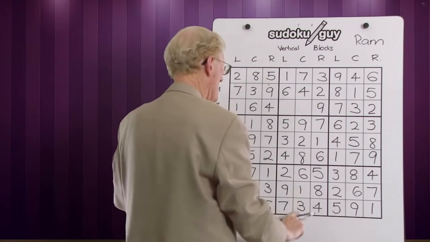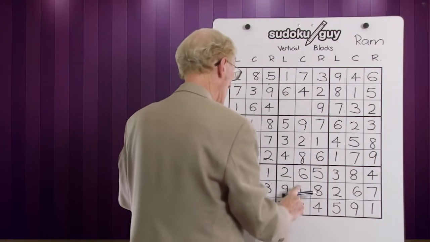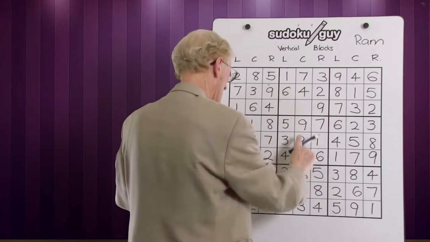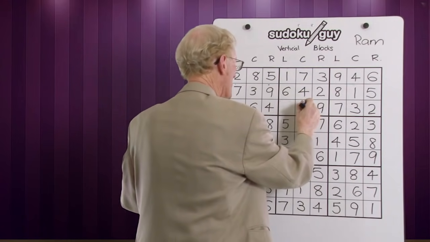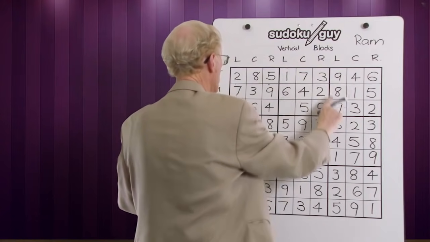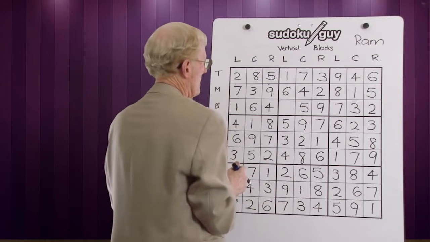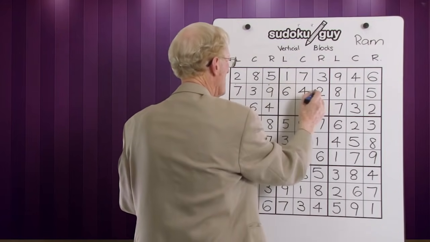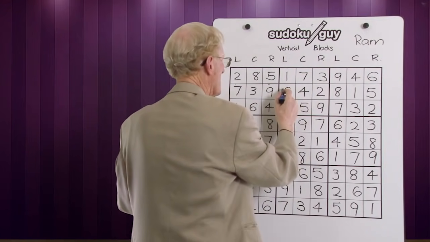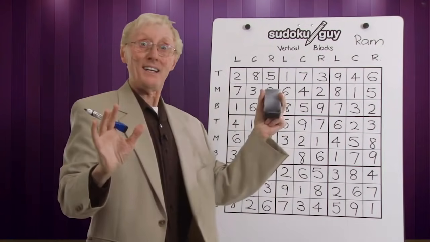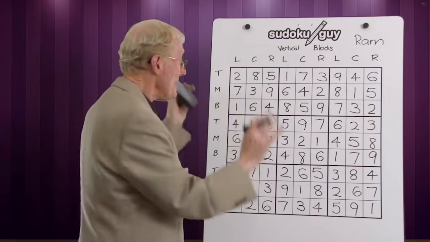Okay, this column has only got one left in it. 1, 2, 3, 4. I think it's a 5. 5 goes there. And therefore this block has only got one left in it. Or you could do it, this column has only got one left in it. Take your pick. And I think it's an 8. 1, 2, 3, 4, 5, 6, 7, 8. And voila, whoopee! We've completed a puzzle.